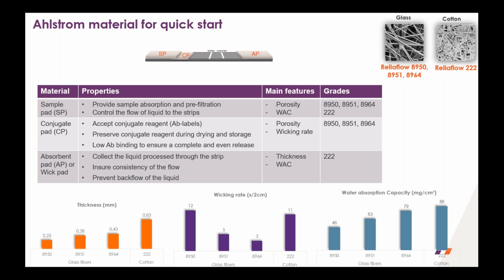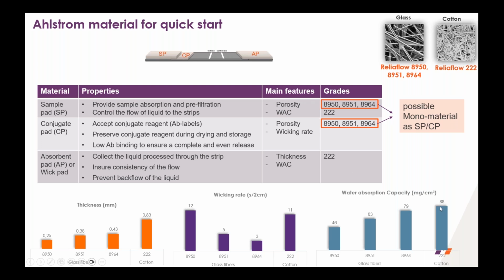If we consider the hygroscopic properties of the grade 222, it is the best candidate to get used as the wicking pad and absorbent pad. Or absorbent pad, I would say that that's the same word, wick pad or absorbent pad.